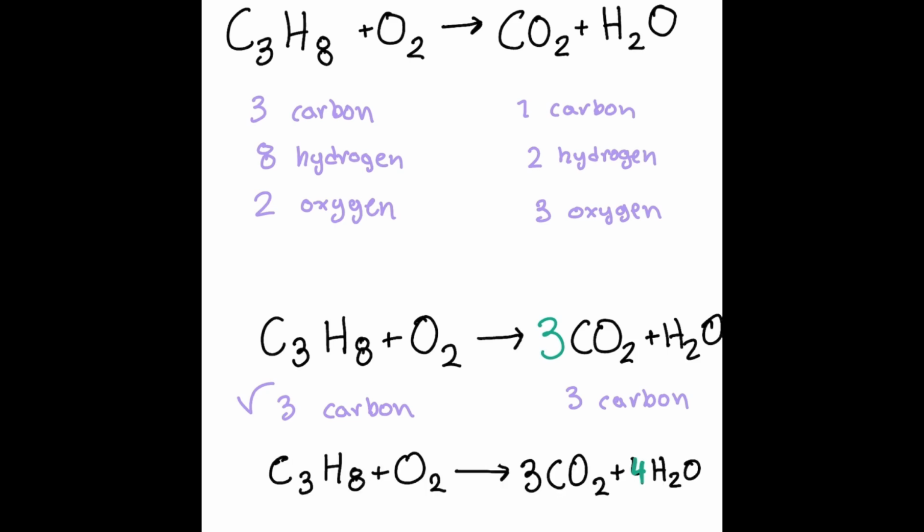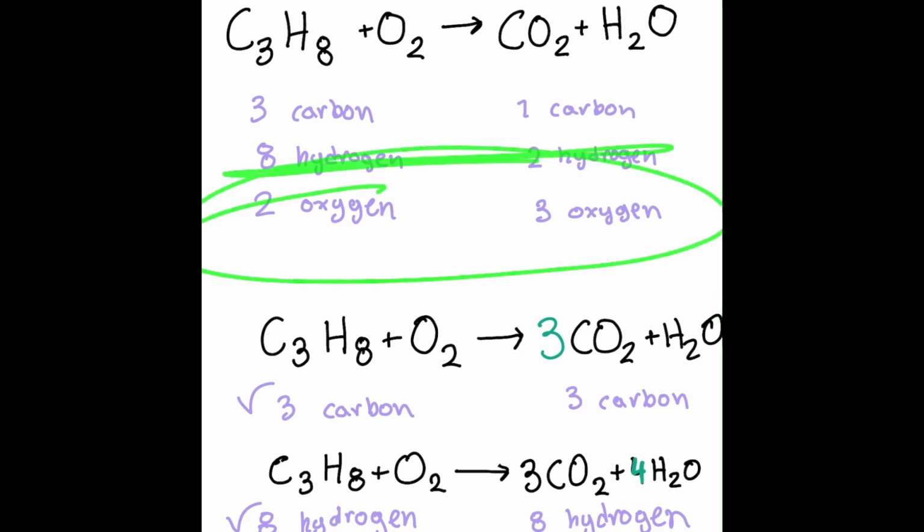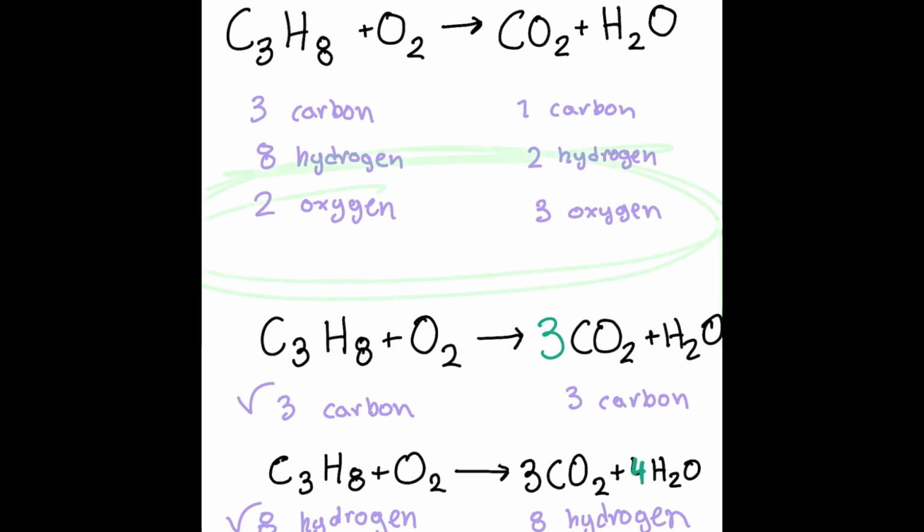Next, we can work with balancing the hydrogens. By adding a coefficient of 4 to the right side of the equation, we balance the hydrogens out. Now there are 8 hydrogens on each side of the equation. We can move on to the final step in balancing this equation, the oxygens.